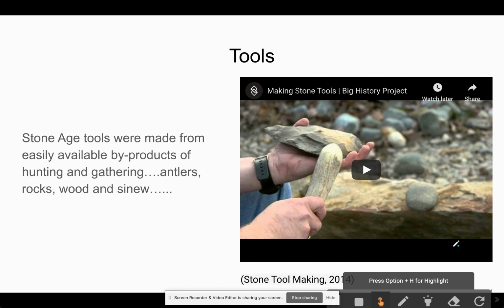This is stone tools. Stone Age tools were made from easily available byproducts of hunting and gathering, like antlers and rocks and woods and sinew. This is going to show you how to do flint knapping. It's very interesting. Please be careful if you plan on flint knapping. Just a heads up, you will need safety goggles, and if you do it with obsidian, it gets very, very, very sharp.